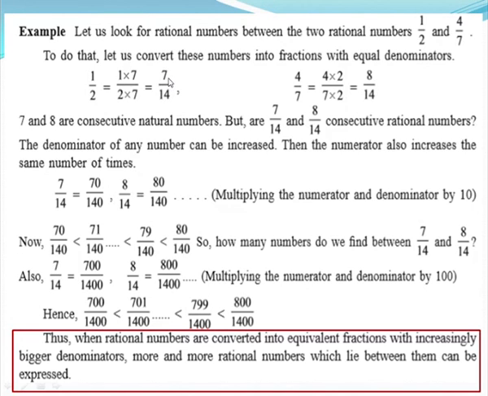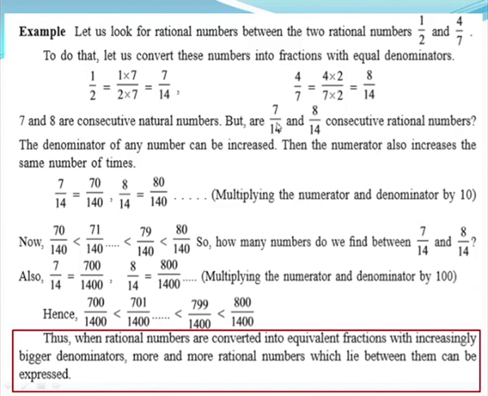If you look at the numerators, here it is 7 and here it is 8. Now 7 and 8 are consecutive natural numbers. That is, we will not find any other natural number between 7 and 8. But children, you have to think, are 7 upon 14 and 8 upon 14 consecutive rational numbers? Just think over it. As 7 and 8 are consecutive natural numbers, are 7 upon 14 and 8 upon 14 consecutive rational numbers? No.